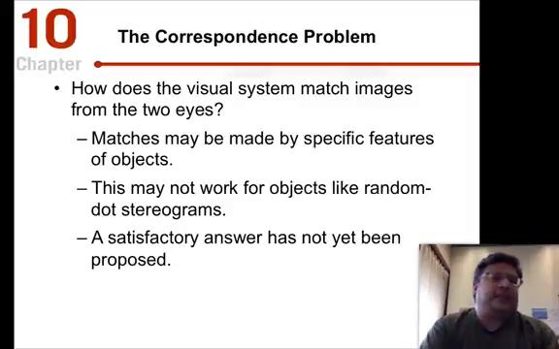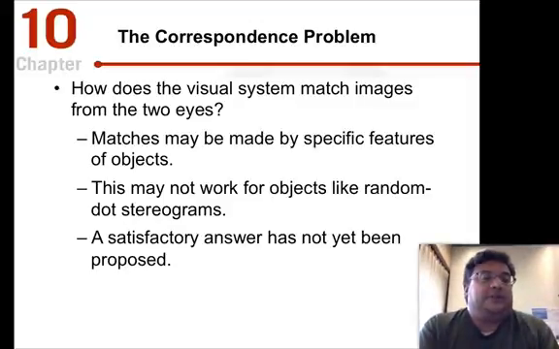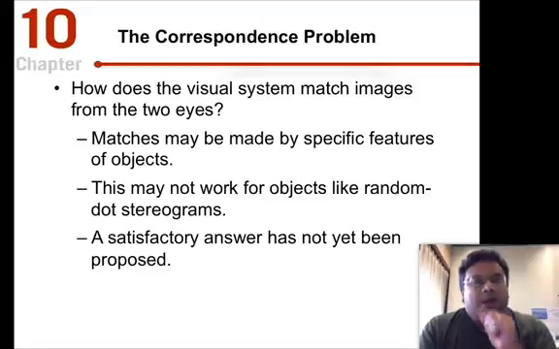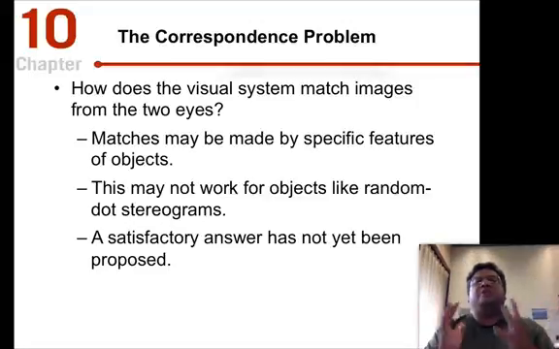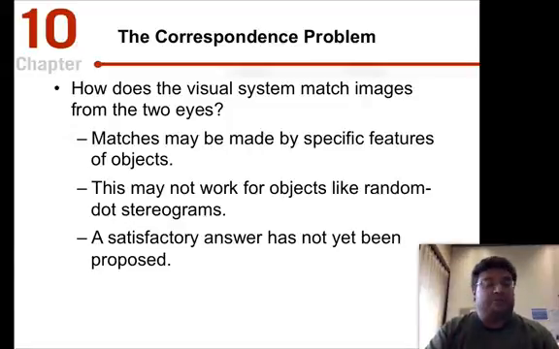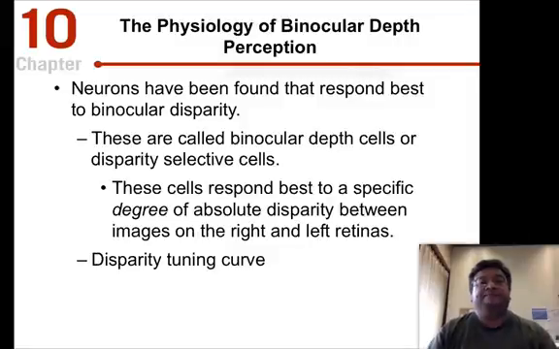But you can't say that with the random dot stereogram because it's just a random pattern of dots. So that's obviously not what we do. So we don't have an answer to this problem, basically. We don't know how it is that our brains create one unified three-dimensional view from two eyes. We have no idea.